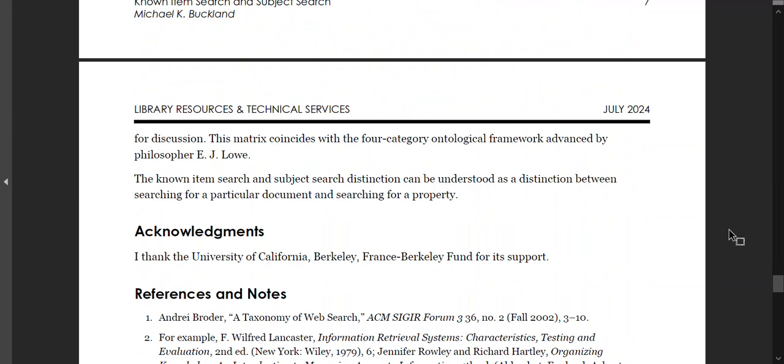I thank the University of California, Berkeley, Berkeley Fund for its support. Somebody funded this too. Okay.